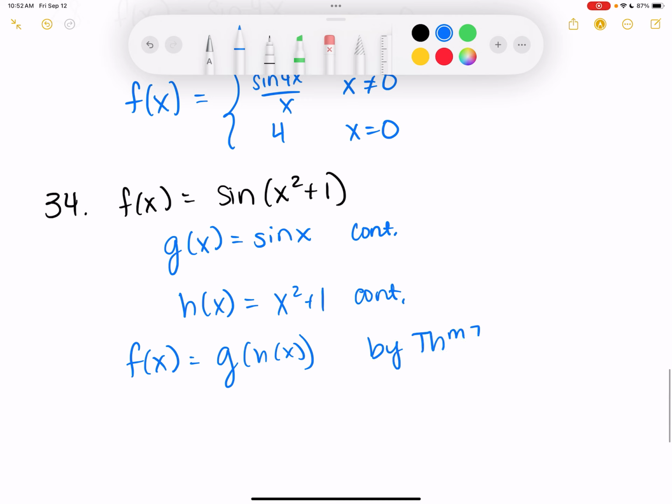So by Theorem 7, g of h of x is continuous. So if it asks you to use Theorem 7, it just wants you to break it down and then basically just show that each piece that you've broken it into is continuous. Most of them are not super complicated as far as how you would have to rewrite them. I think they're all pretty clear what they would need to be.